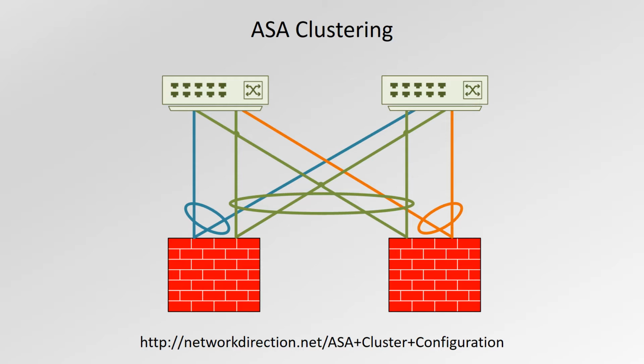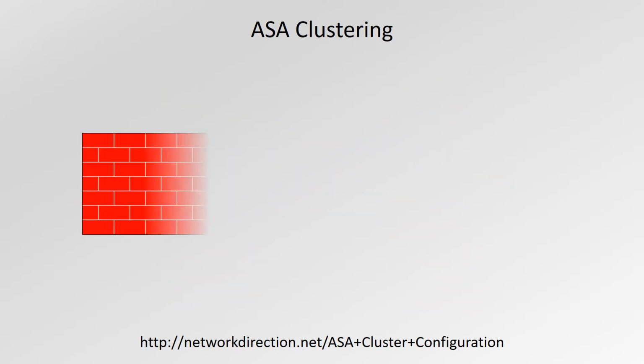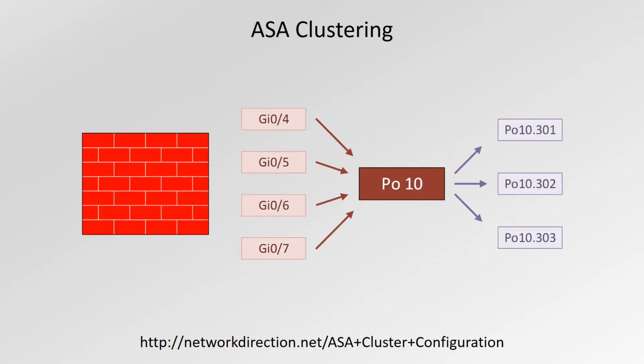Port channels 101 and 102 are used on the ASA for the cluster control links. We'll put the data interfaces into a port channel. This interface is divided into sub-interfaces. These will become the inside, outside, and DMZ named interfaces.